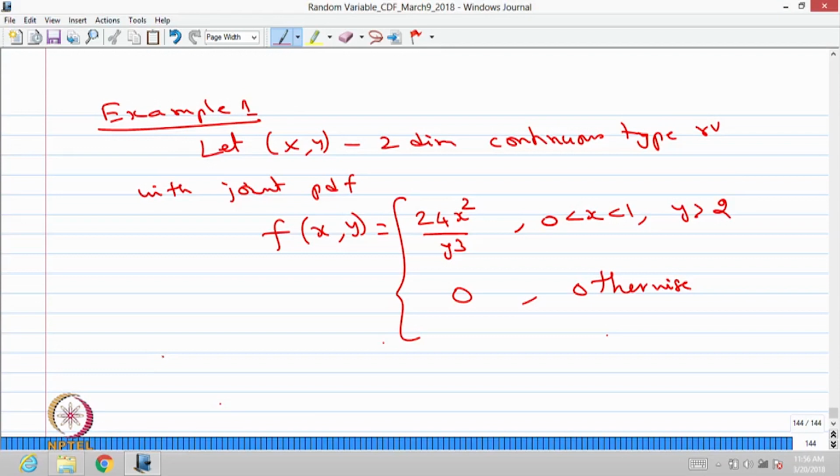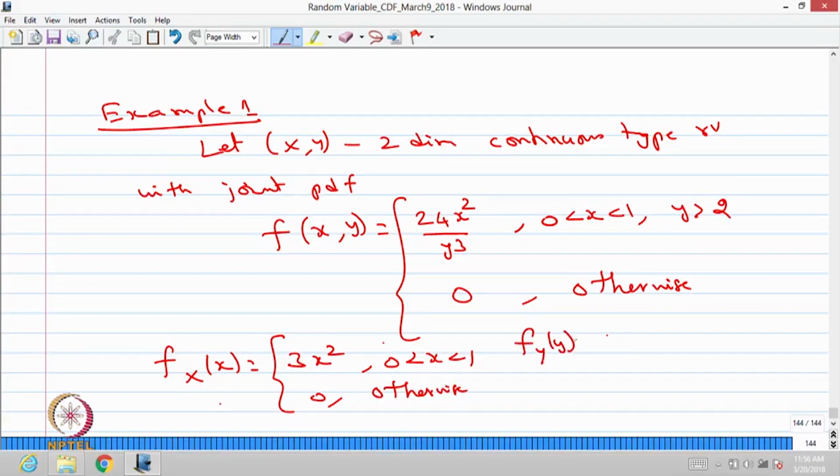So, this is a joint probability density function. Already in the same example we got the probability density function of x, that is 3 times x square when x lies between 0 to 1, otherwise 0. Similarly, we got the probability density function of y, that is 8 divided by y cube when y is greater than 2, 0 otherwise. Easily it can be verified.